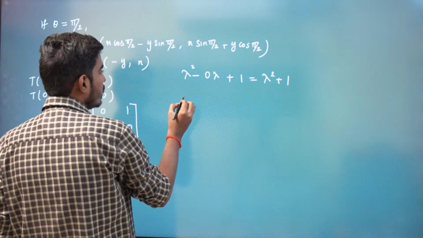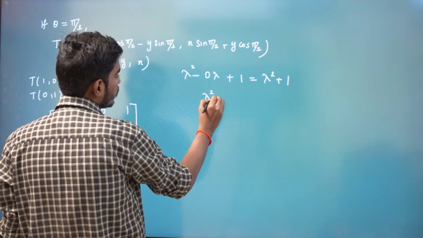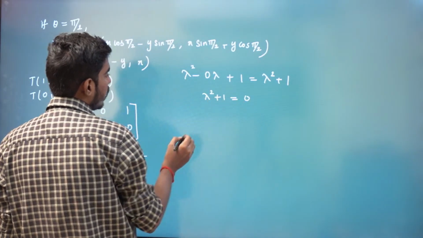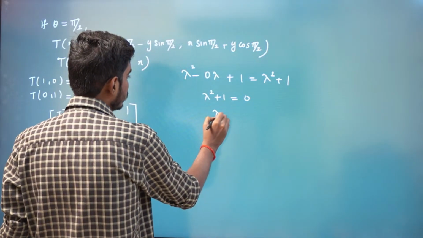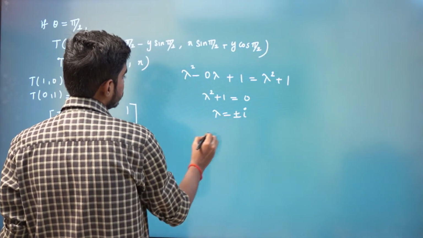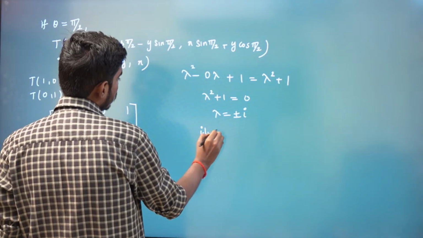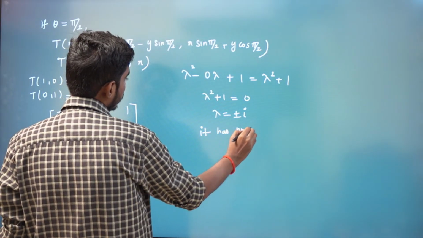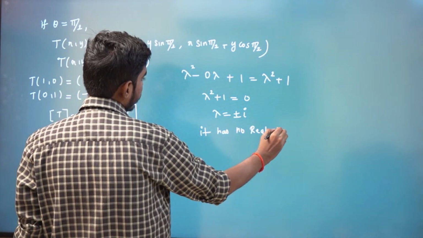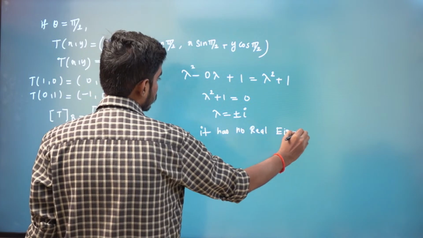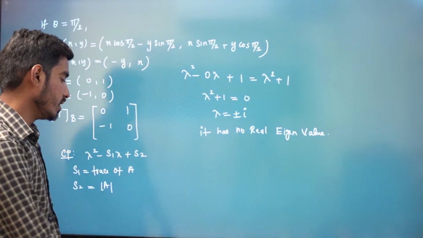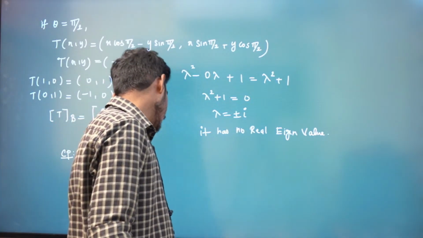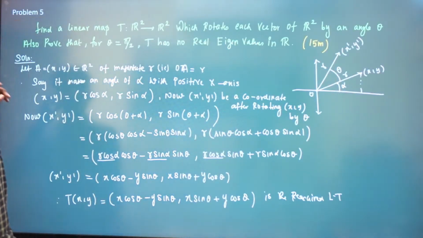Now what is an eigenvalue? The roots of this characteristic polynomial are the eigenvalues. What are the roots for this? Lambda is equal to plus or minus i. That means it has no real eigenvalue, right? It has no real eigenvalue. That's it, right? So we have completed our 2022 paper.